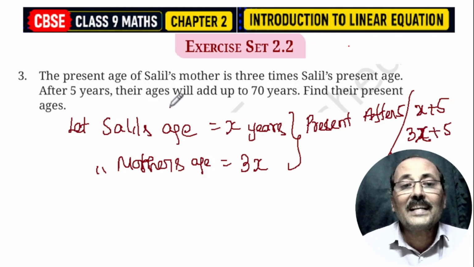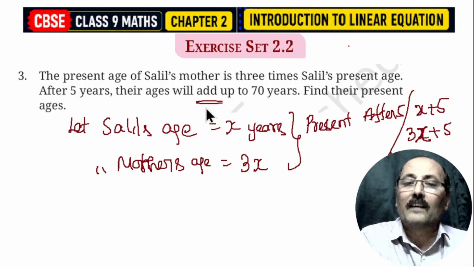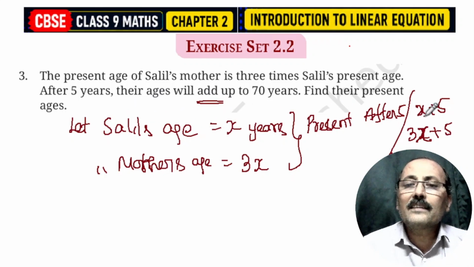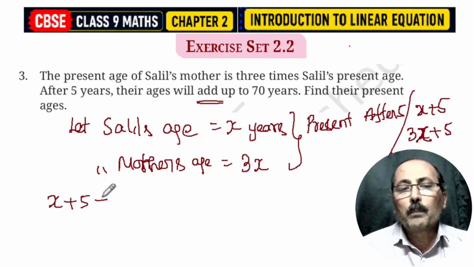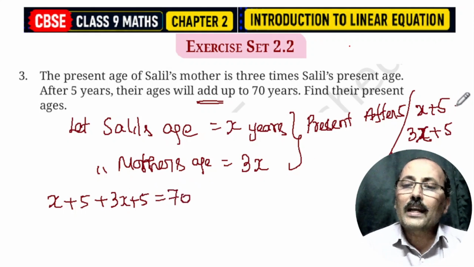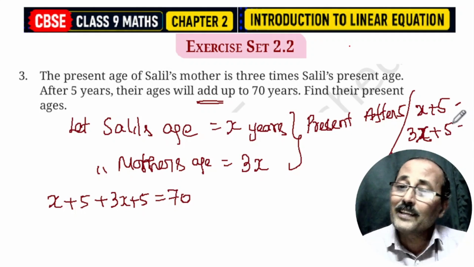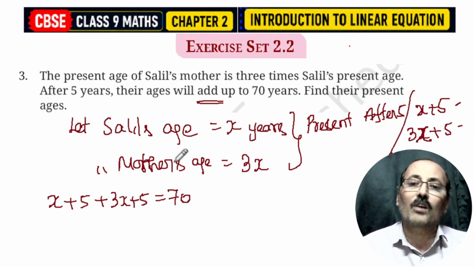Okay, now the condition is given. Until now there was no condition, this was just information. To make it an equation, they give this: their ages after 5 years add up to 70 years. That means x plus 5 plus 3x plus 5 equals 70. These two are expressions, and they give one condition to make it an equation. Now it becomes an equation. Next we have to solve it.